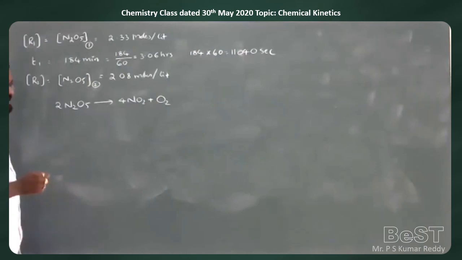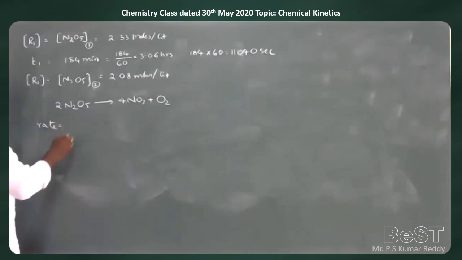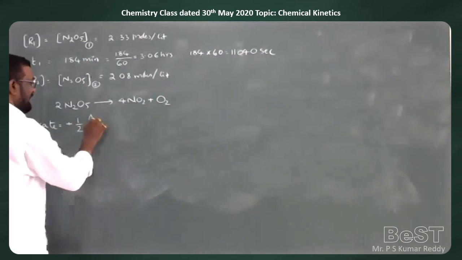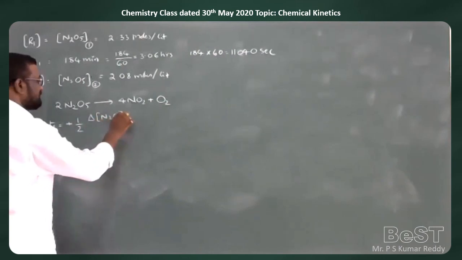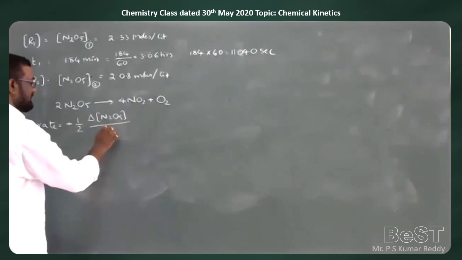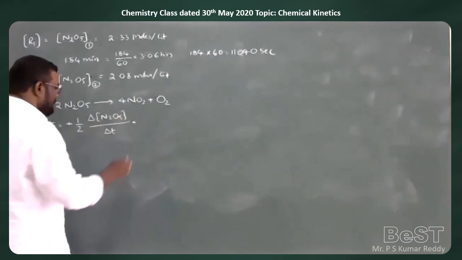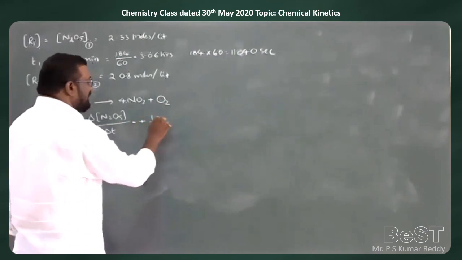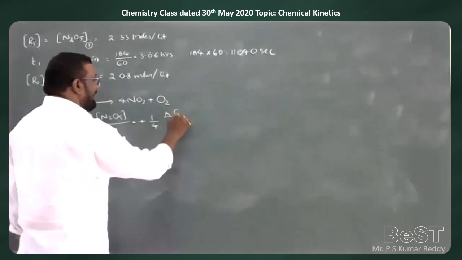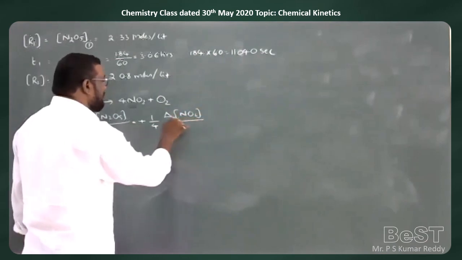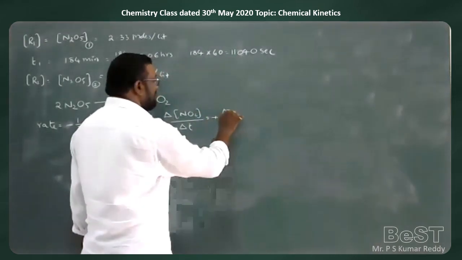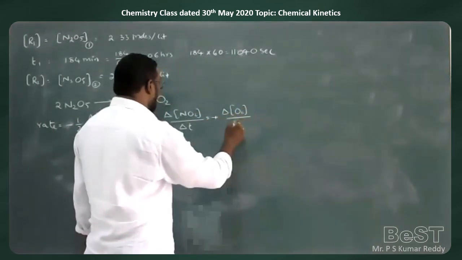Now, the relationship between the values here: rate is equal to minus 1 by 2 delta N2O5 by delta t, because it is a decrease in concentration, equal to plus 1 by 4 delta NO2 by delta t, equal to plus delta O2 by delta t.